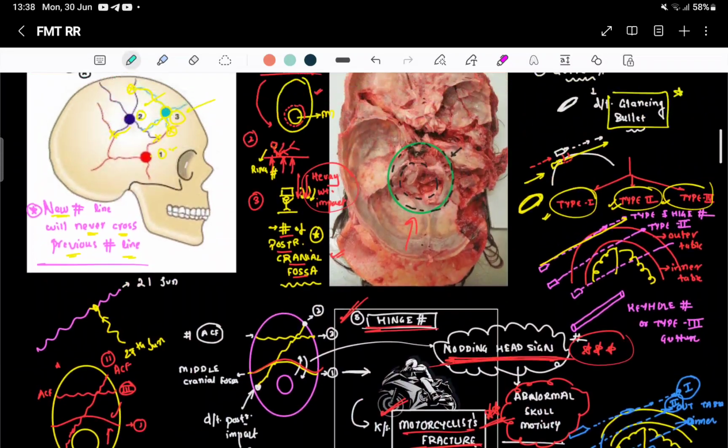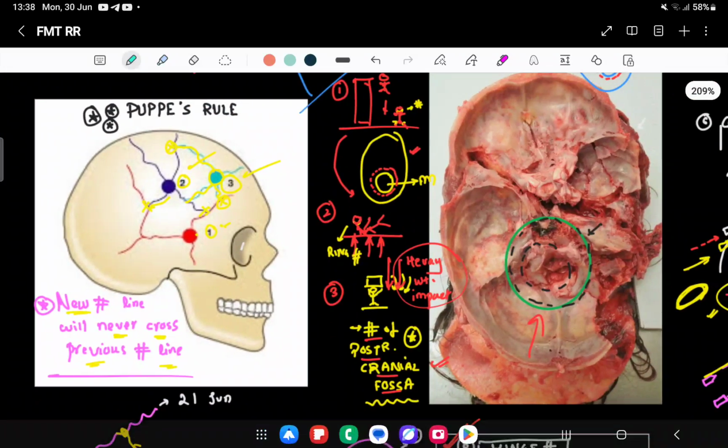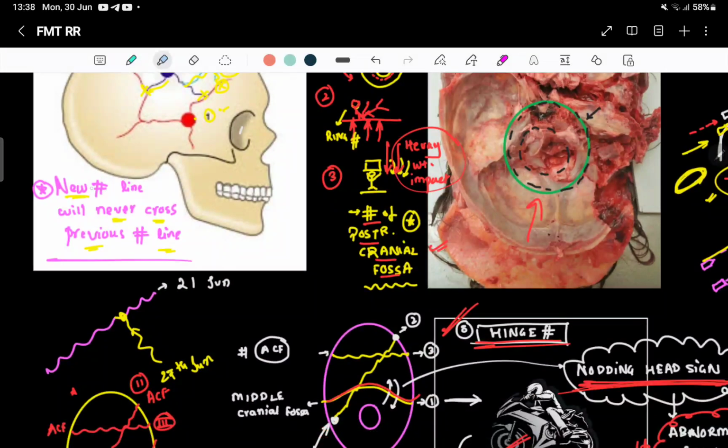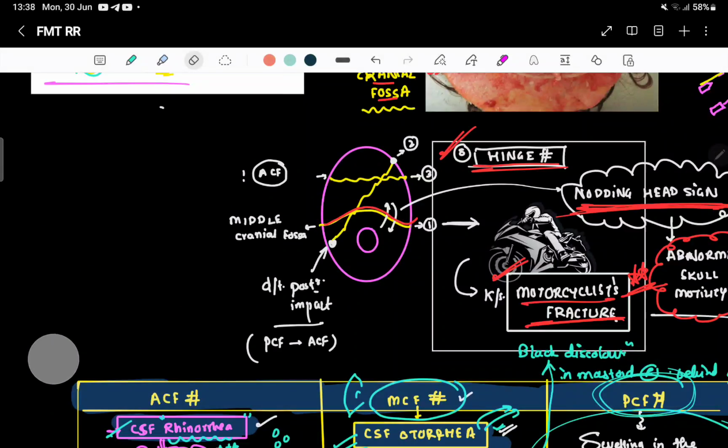One thing is remaining, that is Puppe's rule. Puppe's rule states that a new fracture line will never cross a previous fracture line. Let me make you understand over here.